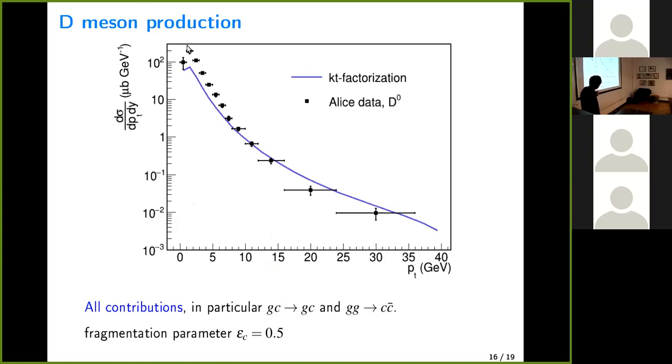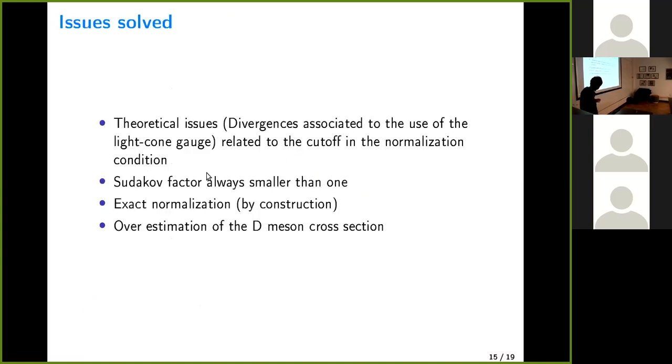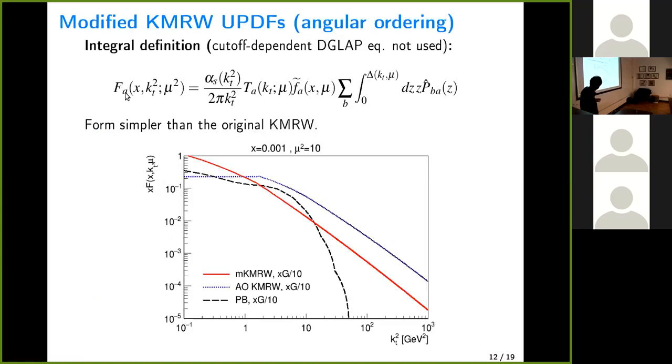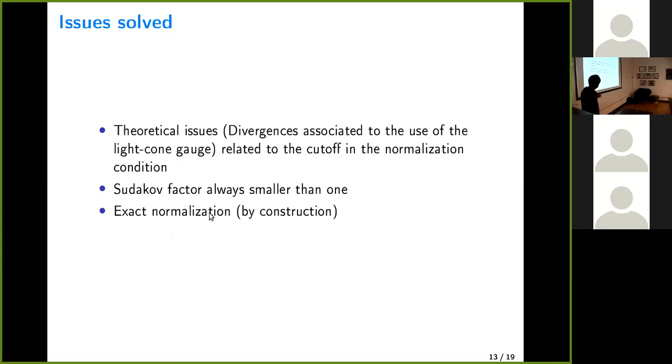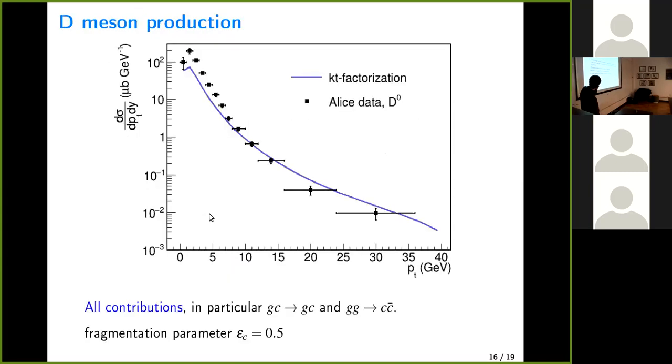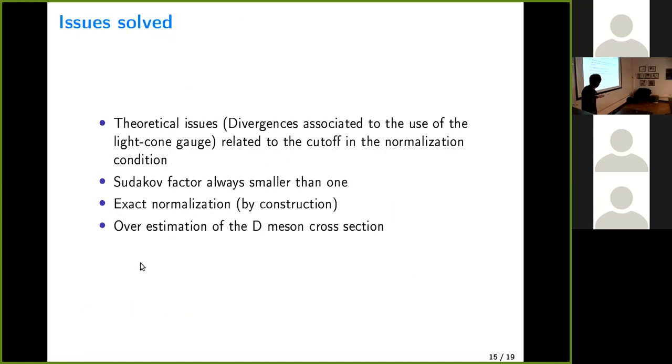And so you can see that now there is not anymore an overestimation of the cross section, and this is directly related to the fact that basically in this equation, you can see that this red line is rescaled compared to the blue line thanks to the normalization condition. So there is no overestimation of the cross section, and that's it. We already solved all these issues simply by changing this normalization condition.